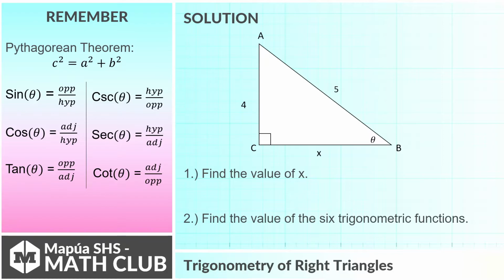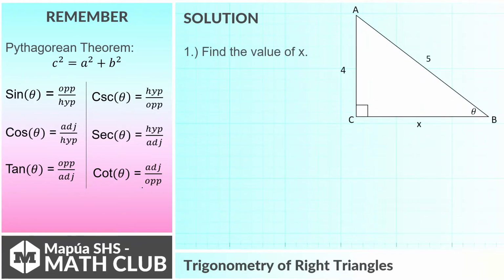For our first problem, we are asked to find the value of x. We can already tell the given sides of the right triangle. Since 5 is at the longest side of the triangle, this is the hypotenuse or side C. Then 4 is across our reference angle, which means this is the opposite or side B. That means we are looking for side A or the adjacent side.